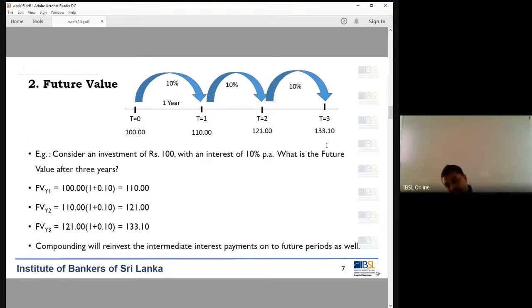The 1 rupee that you have grown so far is going to get another 10 cents of interest. So it's a beautiful concept, isn't it? The interest that you receive in a particular time period is going to get another interest for another time period ahead. So the effect of compounding is the basic foundation that we are going to lay for our next discussion, that is the generalization of this pattern of future cash flows.